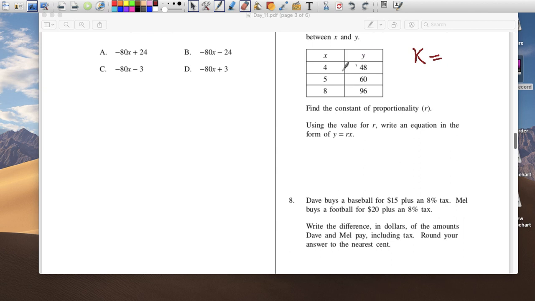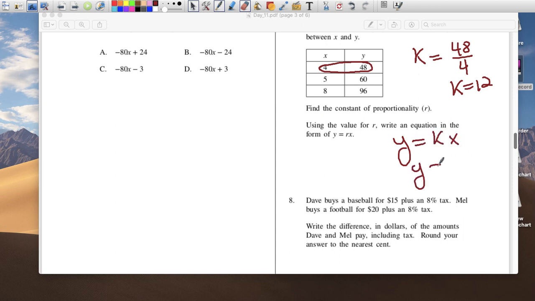So remember, this is your y. So let's pick these two. Y over x will be 48 over 4, which in this case is 12. So k equals 12. To write our equation, remember, it's y equals kx. So let's just substitute: y equals, in our case, 12x. And that makes sense, right? So that would be our equation.